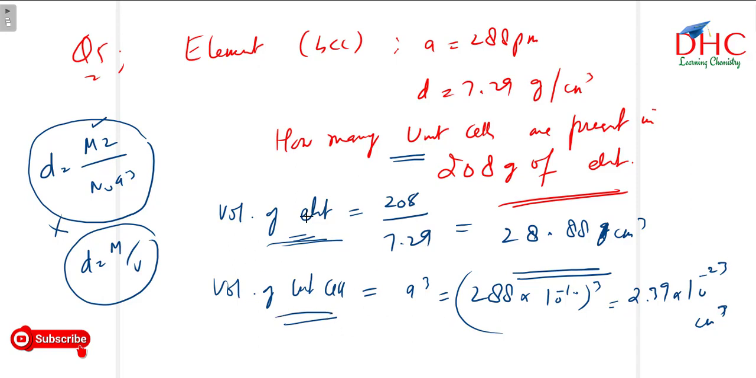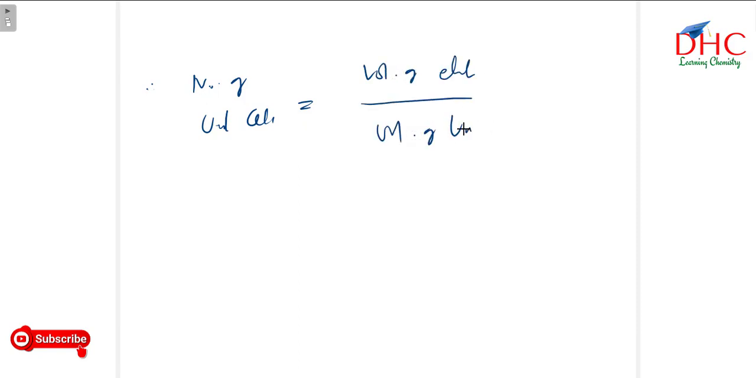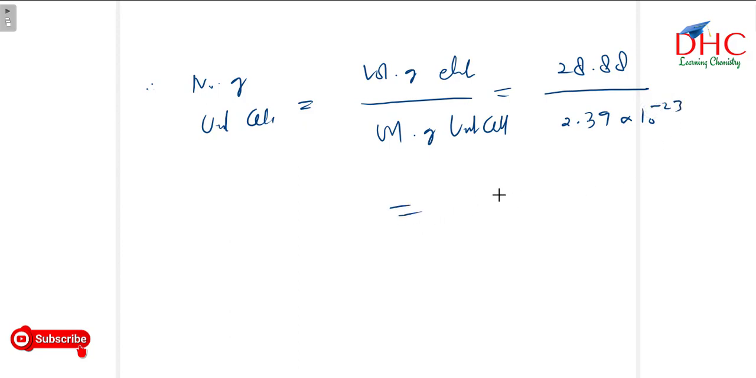सो एक यूनिट सेल ये है तो एलिमेंट का वॉल्यूम इतना है, तो टोटल वॉल्यूम ऑफ एलिमेंट डिवाइड बाय वॉल्यूम ऑफ यूनिट सेल, यू विल गेट द नंबर ऑफ यूनिट सेल्स. Therefore number of unit cells will be equal to volume of element divided by volume of unit cell, that is equal to 28.88 divided by 2.39 into 10 to power -23. जब आप ये सॉल्व करेंगे you will get a value that is 12.08 into 10 to power 23 unit cells. इस तरीके से जो है आप यूनिट सेल्स निकाल सकते हैं.